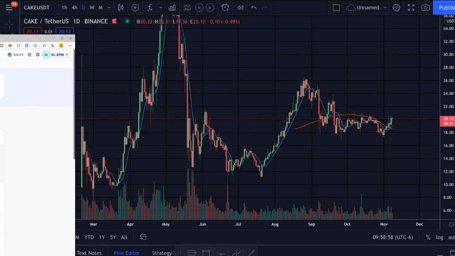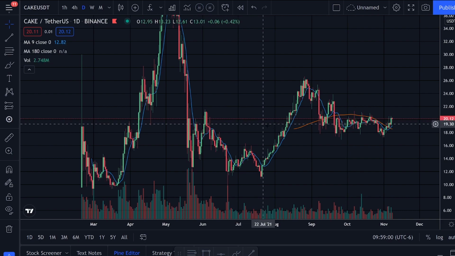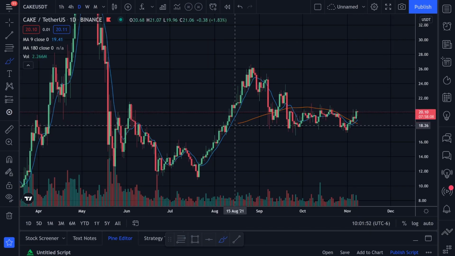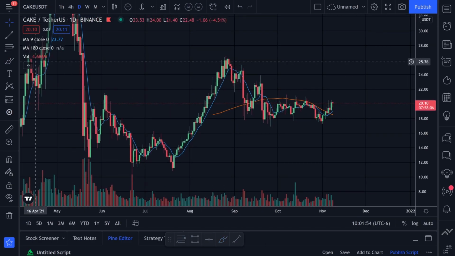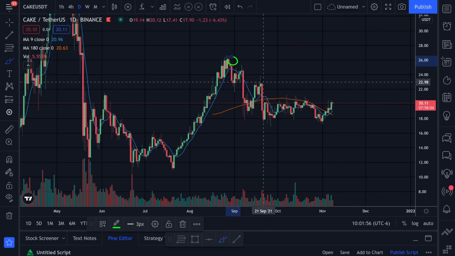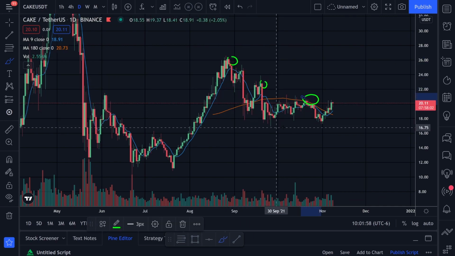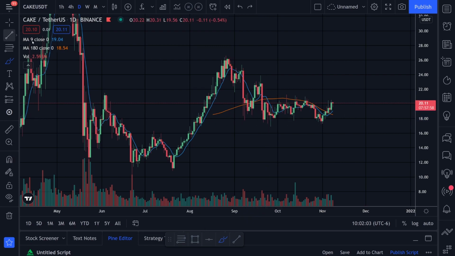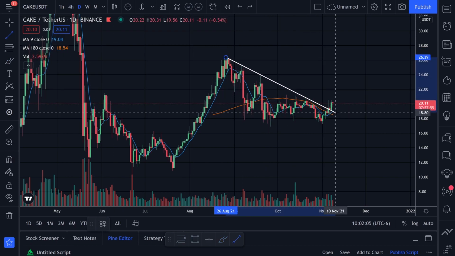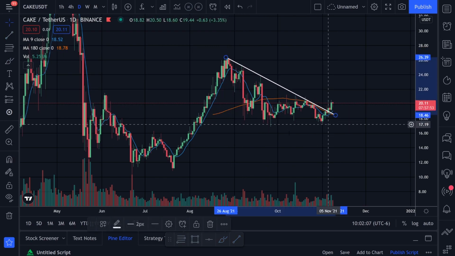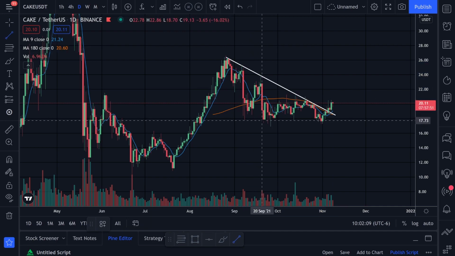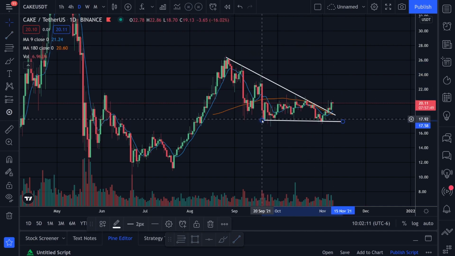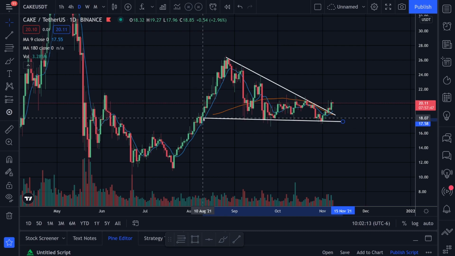So let's get into the chart action or the technical analysis. Okay, so here's what I'm looking at on Cake. It kind of looks like a bull flag. We got resistance, resistance, resistance, and then we have support, support. Let's draw some trend lines. We got that top trend line, something like this. That's what I was watching. And then we have this bottom support line, maybe something like that. We could drag it out, something like that.